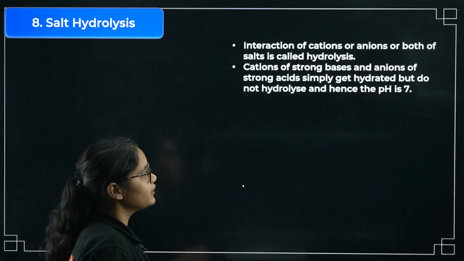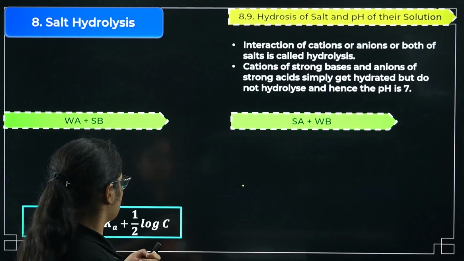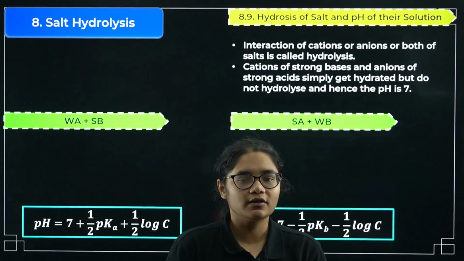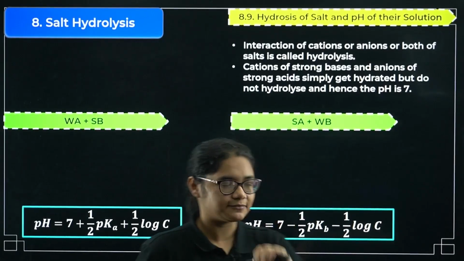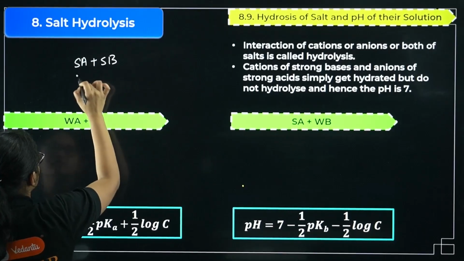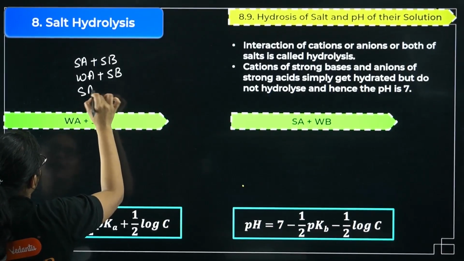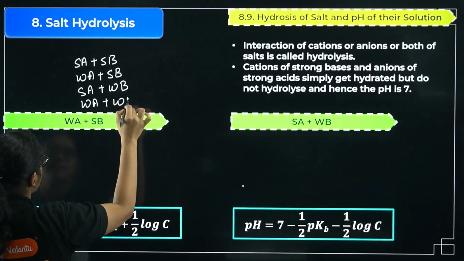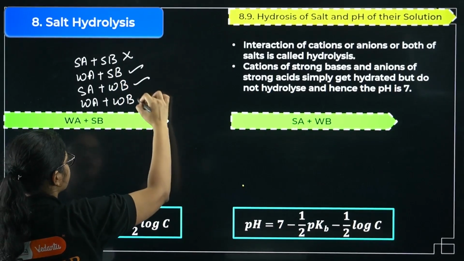Now coming to salt hydrolysis. Salt hydrolysis means when you take a salt and put it in water, how does it react with the water? That is called salt hydrolysis. We have 4 types of salt, right? We have the salt of strong acid and strong base, the salt of weak acid and strong base, the salt of strong acid and weak base, and the salt of weak acid plus weak base. Out of this, one does not undergo salt hydrolysis; all of the other 3 will undergo.